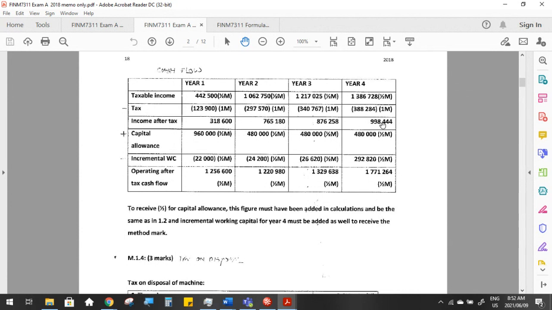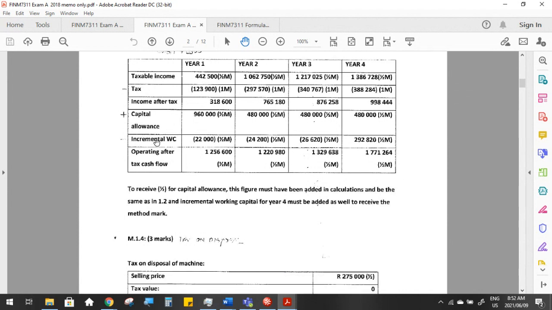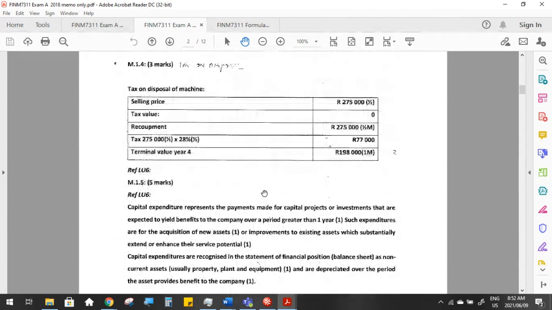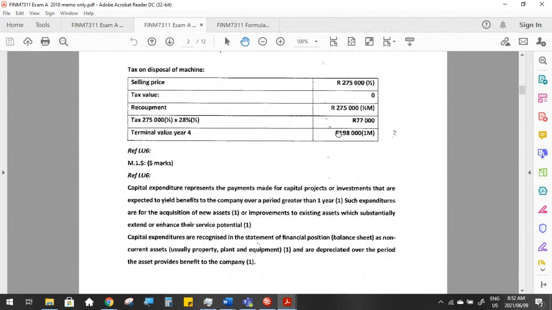So the income after tax we've got there. Then we have to add back the capital allowance because that's a non-cash flow item. And then we have to deduct the incremental working capital movement because that is actual cash flow, and that then gives us our net actual cash flow for each of the 4 years. And then the last one wanted the terminal value for year 4.